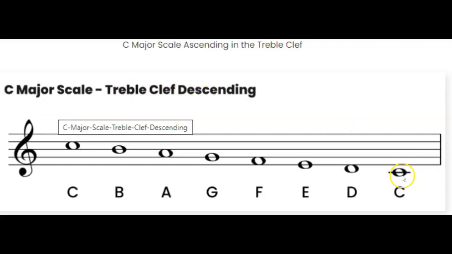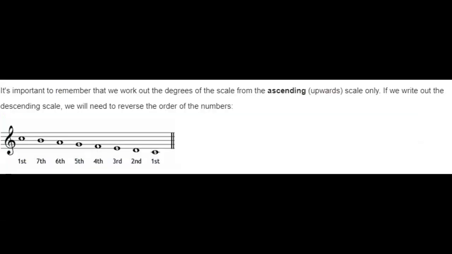So my C, my lowest note here, is 1. That's very important. There again, it's important to remember that we work out the degrees of the scale from the ascending scale only. If we write out the descending scale, we will need to reverse the order. So the lowest note is always 1. 1, 2, 3, 4. I will have my semitone slur. And 5, 6, 7, 8.